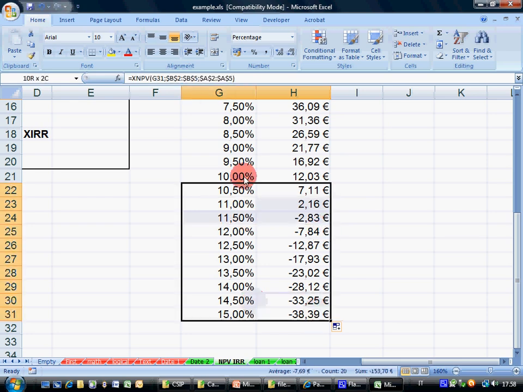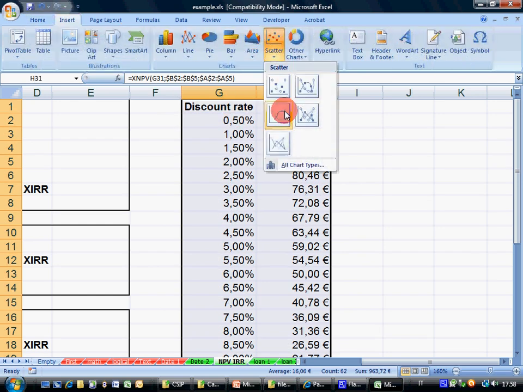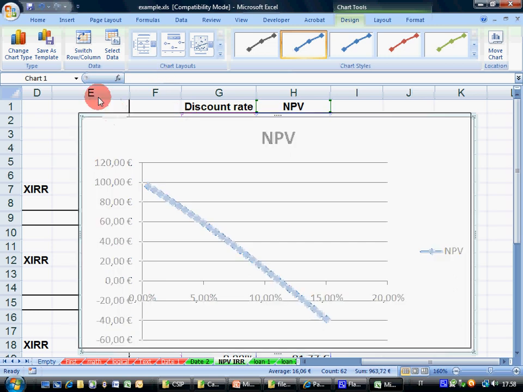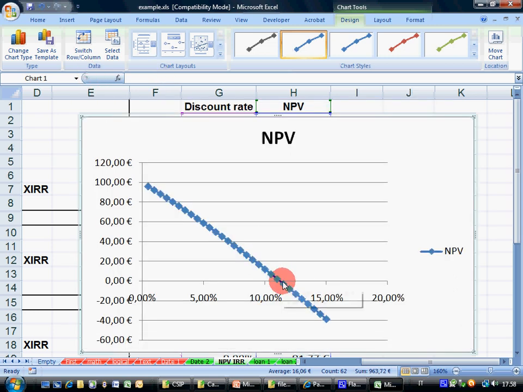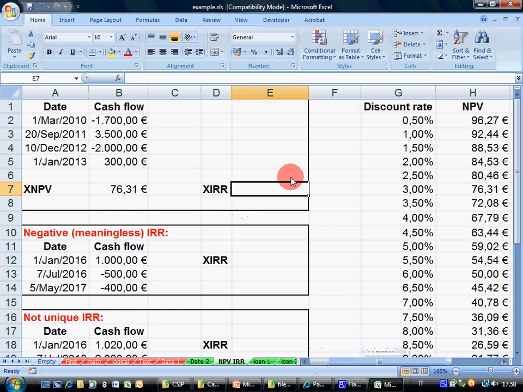Let's see the graph. You will learn later to build the graph. For the moment, just follow me. Okay. This is the graph. You can see the net present value, the internal rate of return is around here, around 11%. It's not a line, it's a little curved. Okay. Let's see here how to find the internal rate of return.